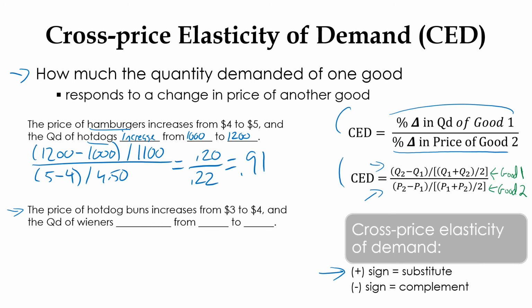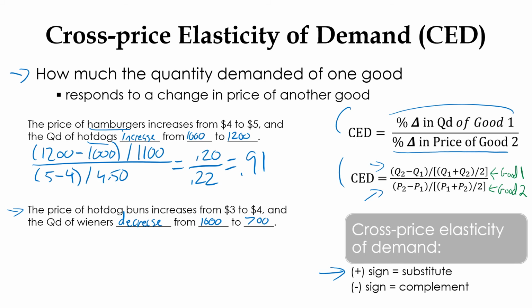Price of hot dog buns increases. So what's going to happen to the quantity demanded of wieners? The cost of a hot dog basically just got more expensive. People are going to demand less. So the quantity demanded of wieners is going to decrease. And again, let's just say that it starts off at 1,000, but this time it's going to decrease down to 700.